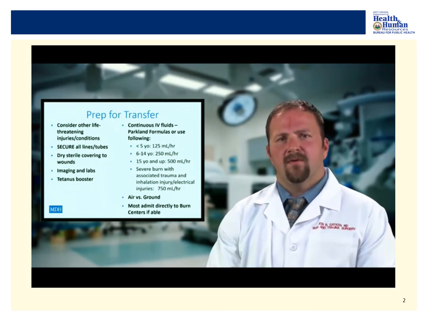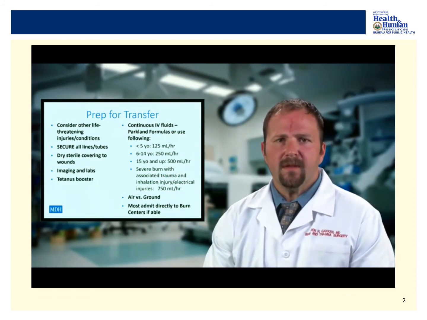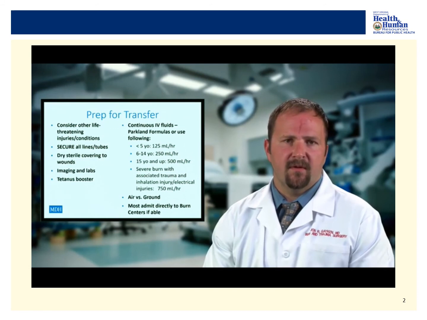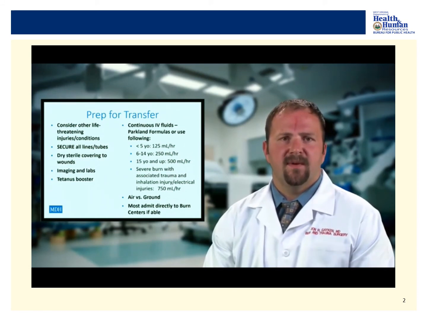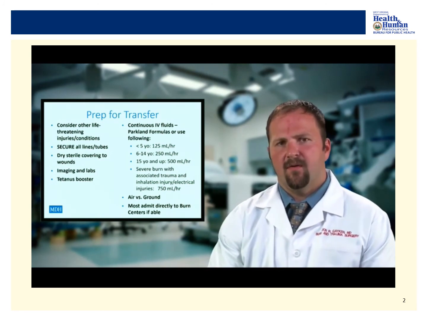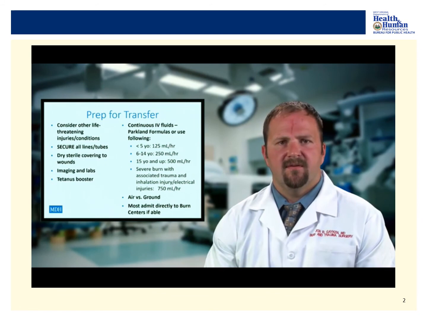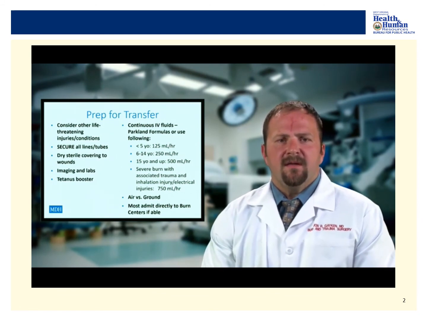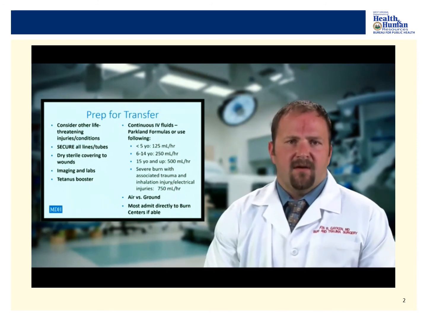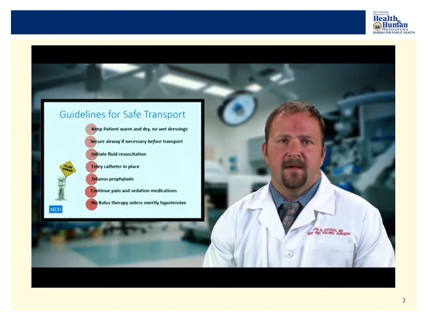As noted earlier, you want to place the patient on continuous IV fluids. You can either use the Parkland formula or go back to the age-based resuscitation for transfer: less than 5-year-olds, 125 cc's per hour; adolescents and young adults, 250 cc's per hour; and 15 years and older and adults, you can place on 500 cc's an hour for transfer. Decide whether the patient requires air or ground transport, and whether or not the patient should be directly admitted to a burn center or ABLE.